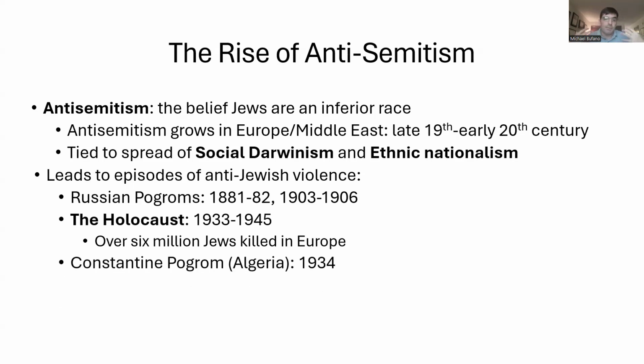And eventually, this is going to influence the Middle East as well. You're going to see pogroms and violence break out. So in Algeria, in the city of Constantine, you're going to see the breakout of mass violence against Jews, the burning of Jewish shops, destruction of synagogues. So a lot of terrifying violence here. In Syria in 1947, for example, there was mass violence committed against Jewish peoples.